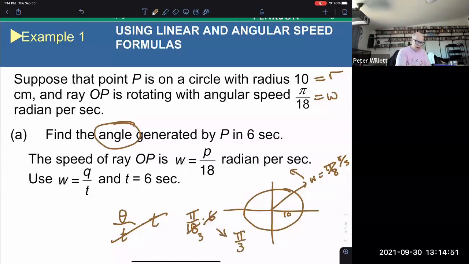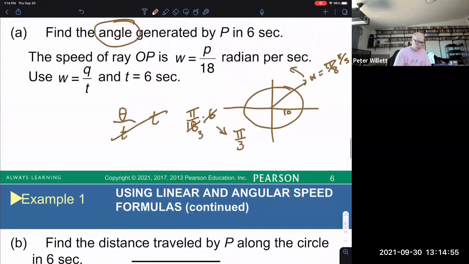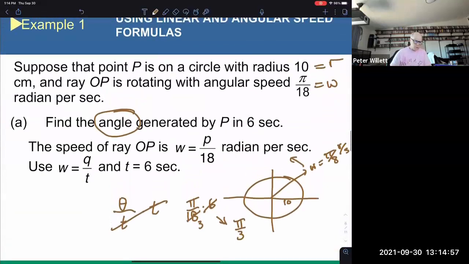So they're sort of setting up for that here. Let's see if they just do that. No, they didn't. So that's how you would do that. So they told us W, they told us T, and they wanted theta. And so W was theta over T, and we know what T was, so we multiplied that by T, and that left us with theta.